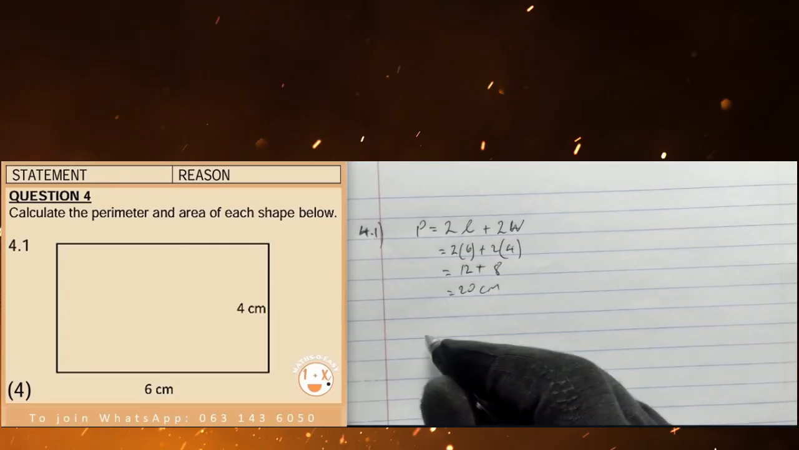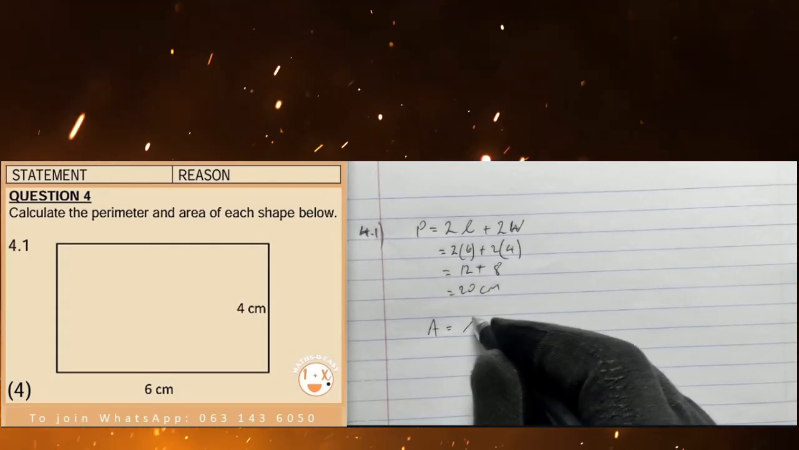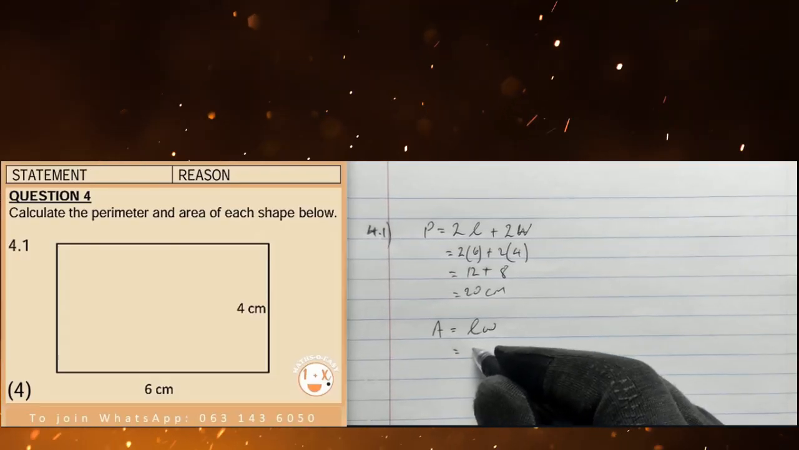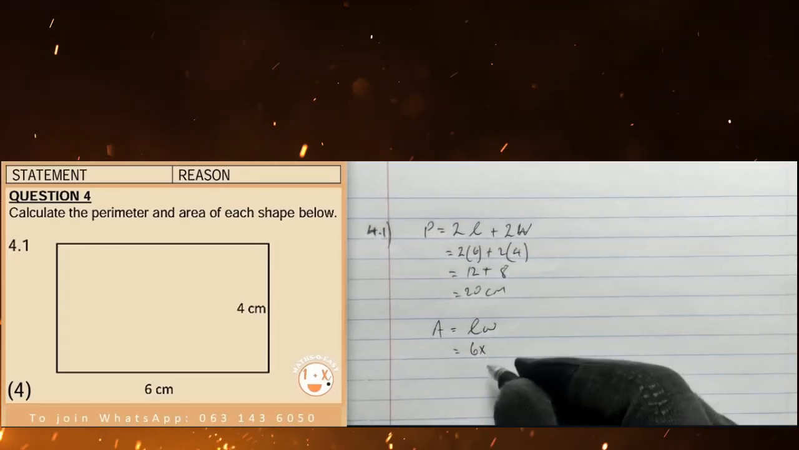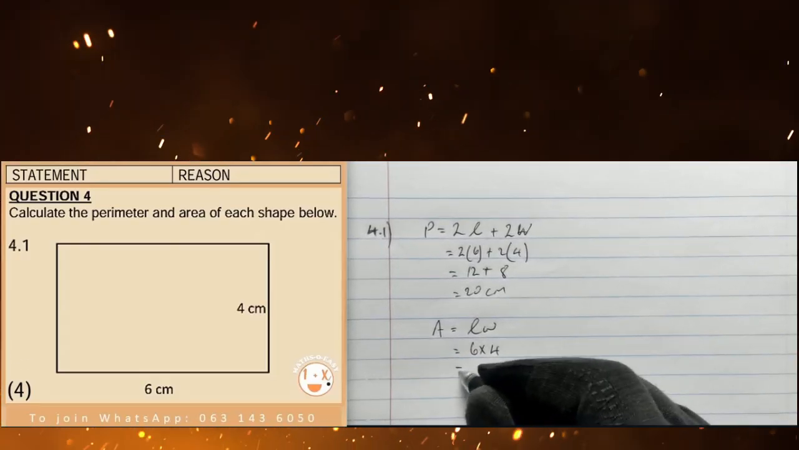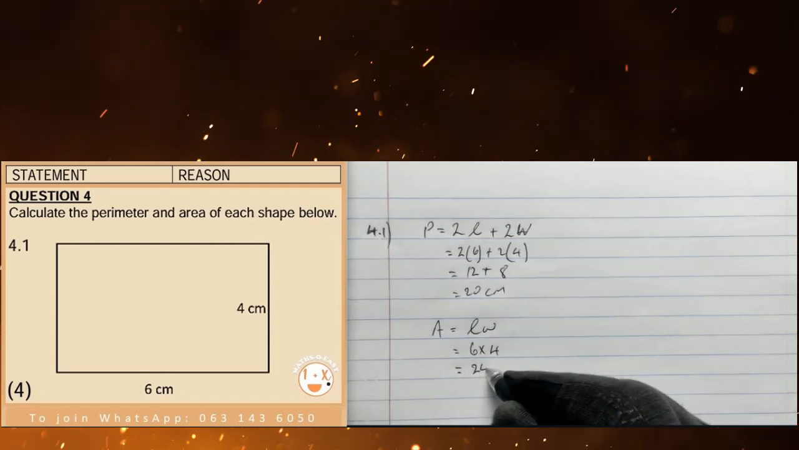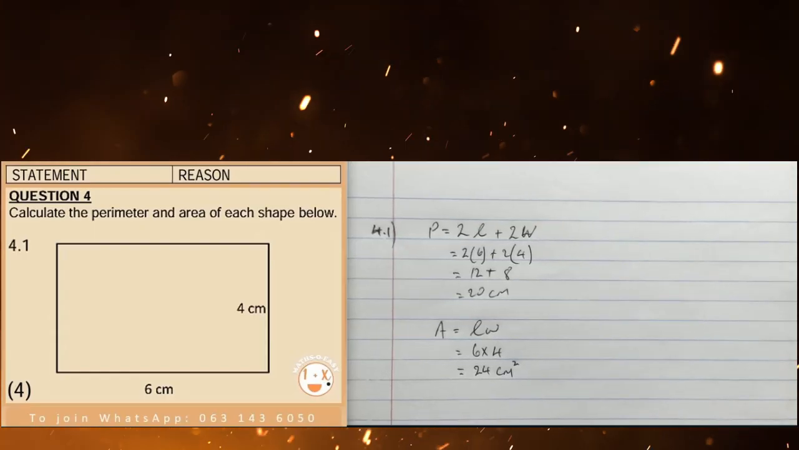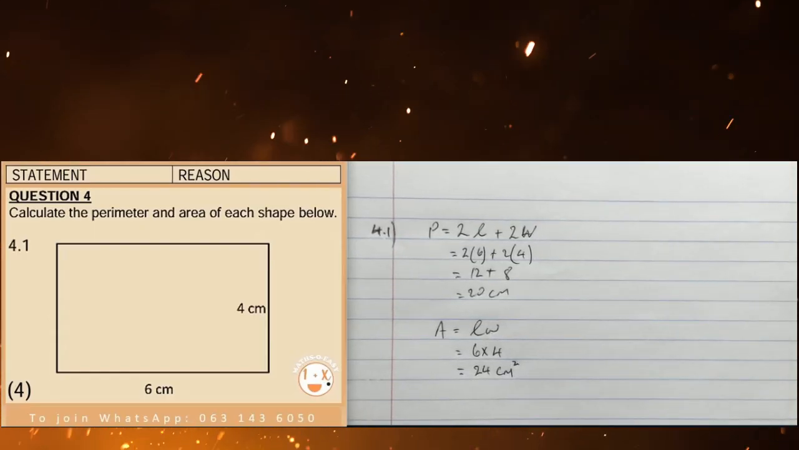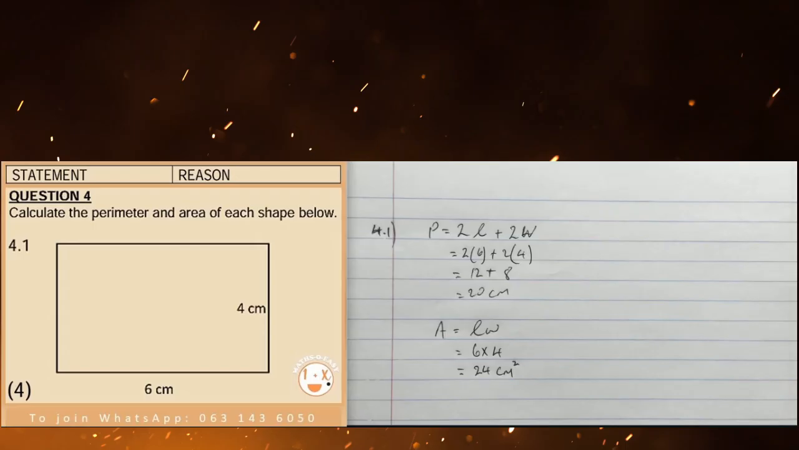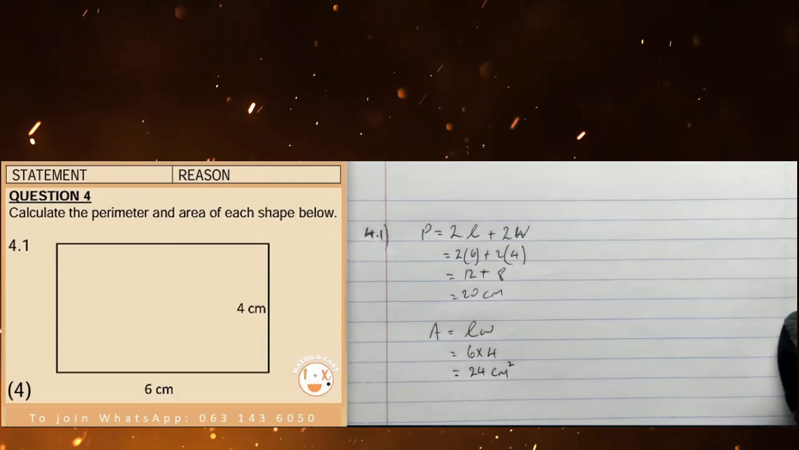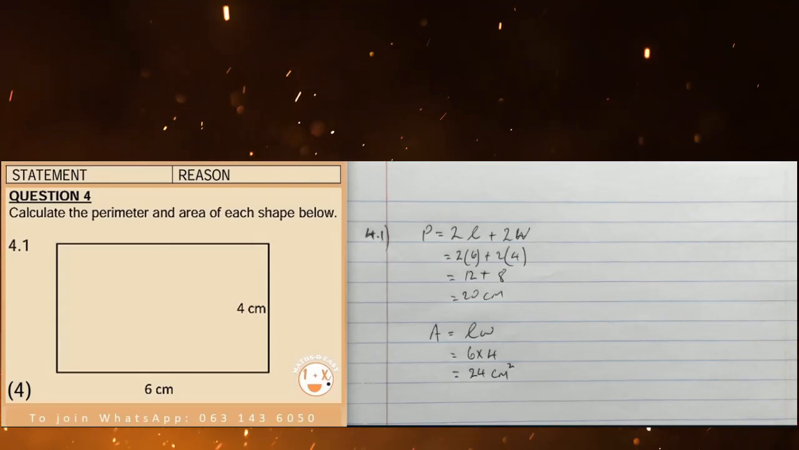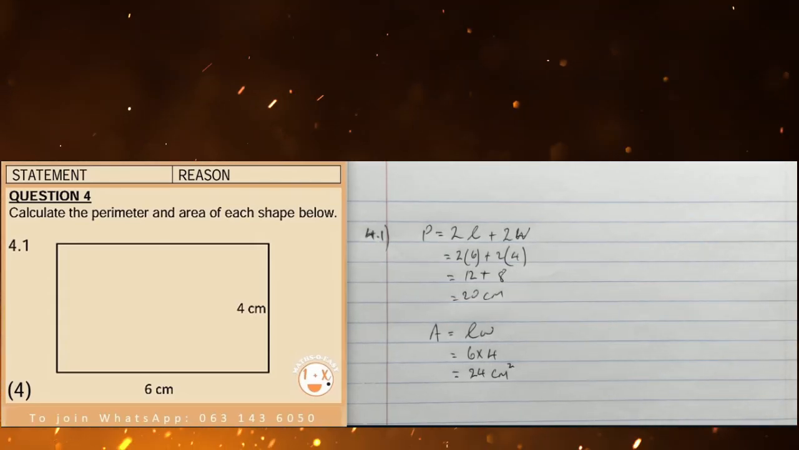Then you say area is equal to L times W. What do I have there? I have 6 by 4, which is 24 centimeters squared. Look at that, remember, under 2 minutes. Even with my talking, I'm still within 2 minutes for this one, so it shouldn't be a problem.